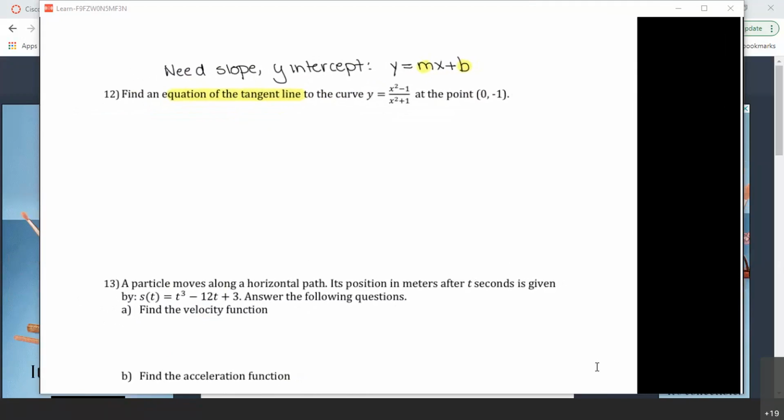How do I find the slope of a tangent line to y at 0, -1? How do I find the slope of a tangent line to that function at that point?